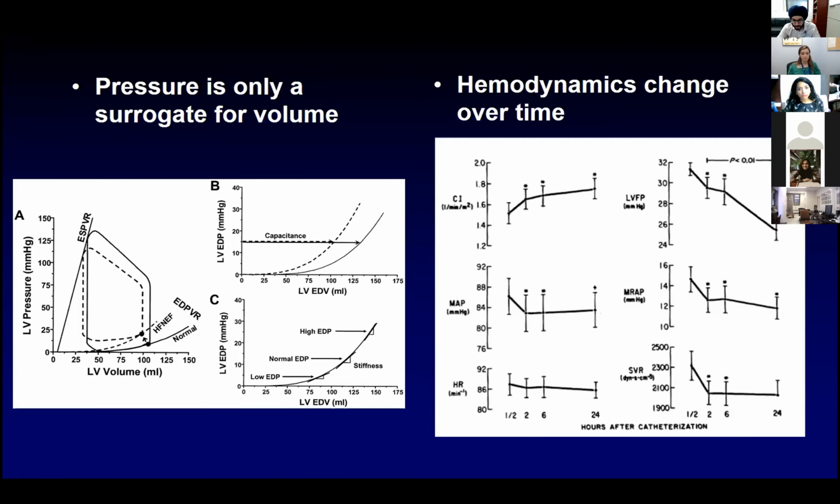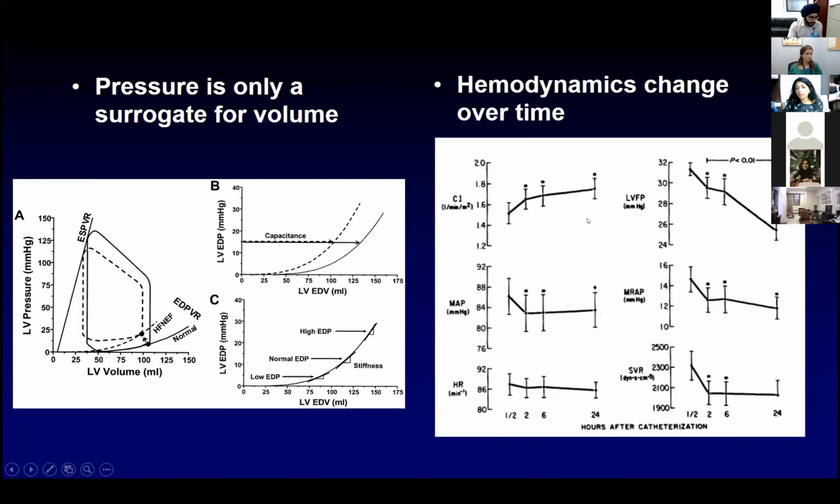A couple of things to remember is that pressure is only a surrogate for volume, and just because there's an increase in pressure does not always mean that there's an increase in volume. So for instance, especially in patients with heart failure with preserved ejection fraction, where they have increased stiffness, meaning the normal end diastolic pressure volume relationship, which normally is over here, and the dotted line represents the change in heart failure with preserved EF. So you can see even for a given volume, the pressure is much higher in patients with heart failure with preserved ejection fraction.